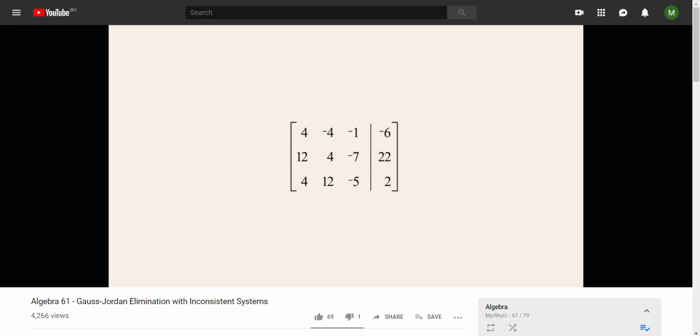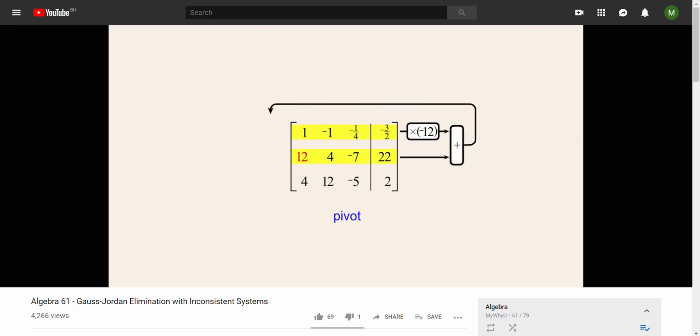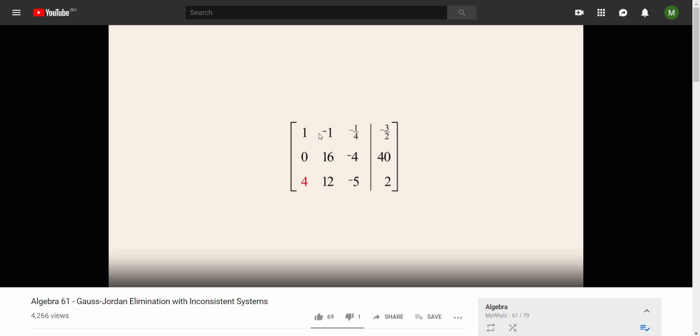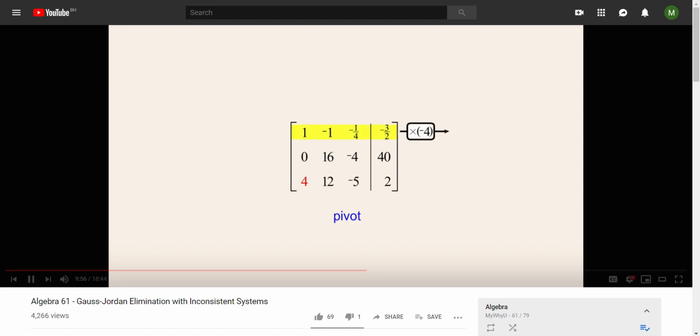We start by changing the first row's leading entry to a 1, using a scale operation to multiply row 1 by 1/4. We then change the entry below the 1 to a 0, using a pivot operation to add -12 times row 1 to row 2. The bottom entry in that column is then changed to a 0, using another pivot operation to add -12 times row 1 to row 3.